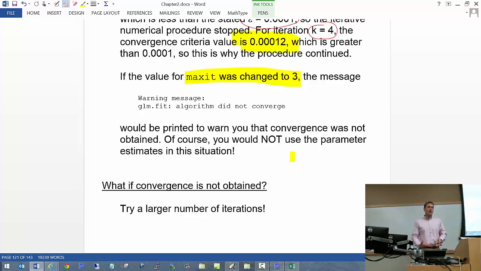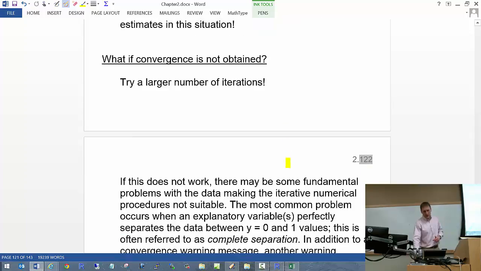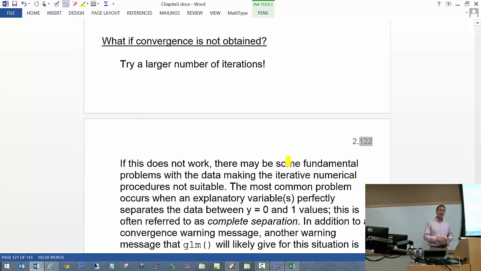Let's talk about the situation where you don't get convergence. As I already said, one of the first things you should do is try a large number of iterations. If that doesn't work, then there's probably some fundamental problem with your data and using logistic regression. There are cases where logistic regression is simply not going to work with that kind of data, and there are alternatives that you could use. We'll talk about those shortly.